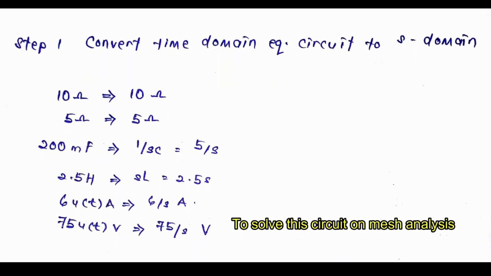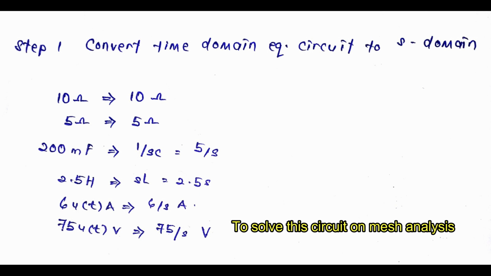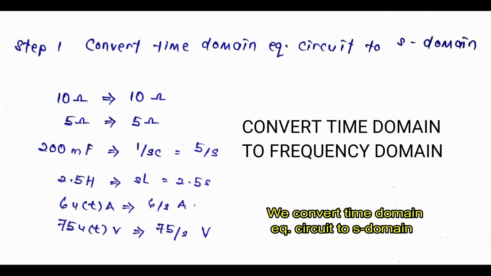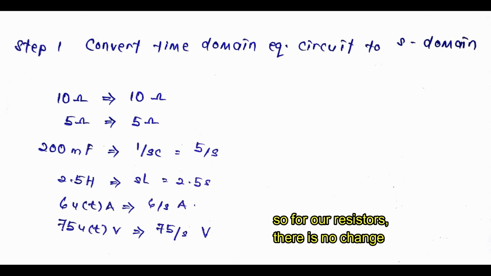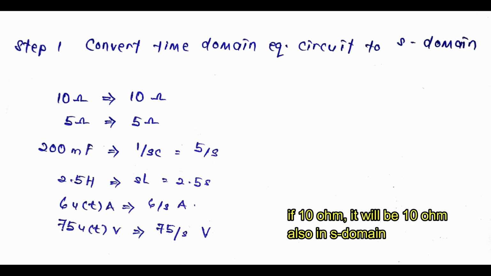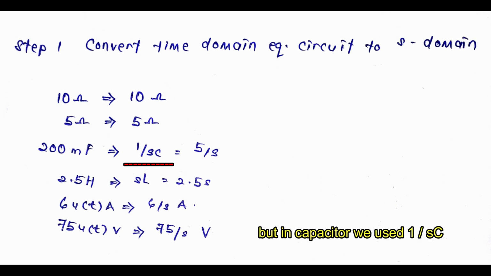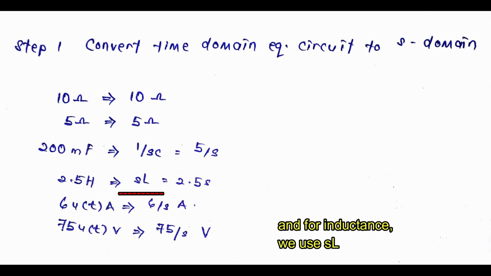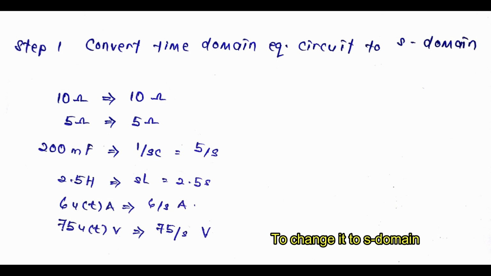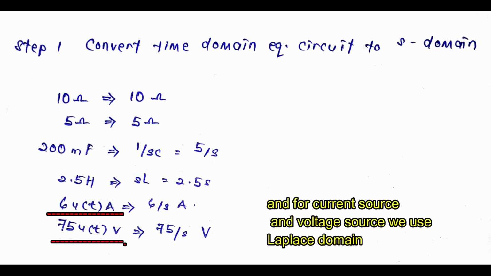The first step to solve this circuit using mesh analysis is to convert the time domain equivalent circuit to the S domain. For our resistor, there is no change. If it is 10 ohms, it will be 10 ohms in the S domain. But for a capacitor, we use 1 over SC, and for an inductor, we use SL to change it to the S domain. And for our current source and voltage source, we use the Laplace domain.